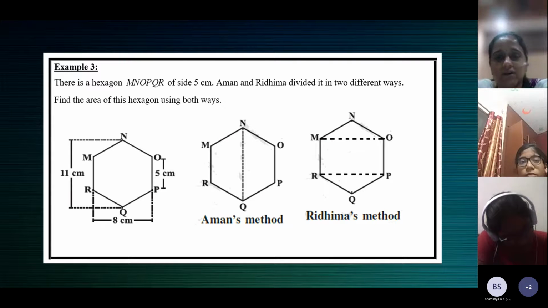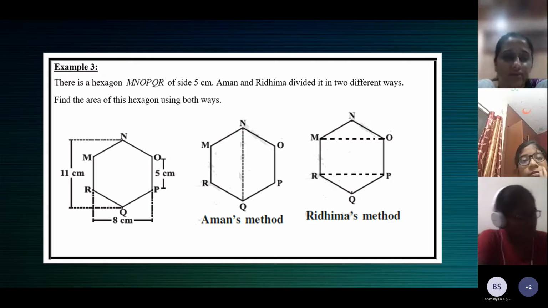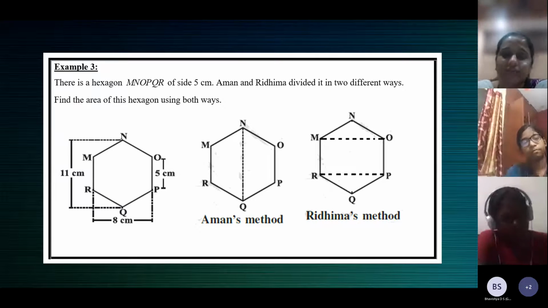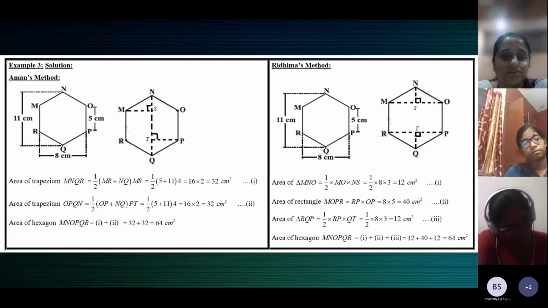Aman and Ridhima divided it in two different ways. Find the area of this hexagon using both ways. Now this one is actually simple. I don't want to explain first, so I'll show you the answer slide. I want you to go through, try to understand how much of it you can and finish working, and then we'll discuss. So here you can see the answer.